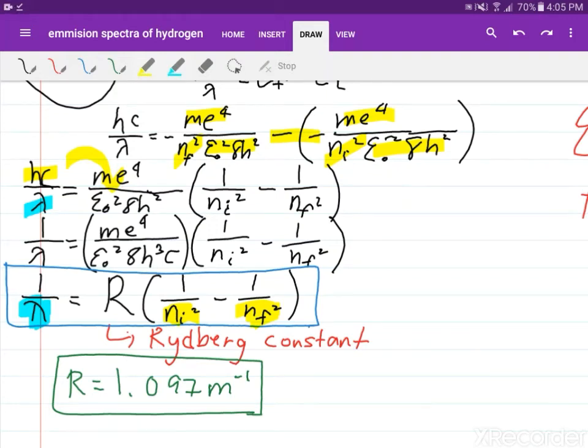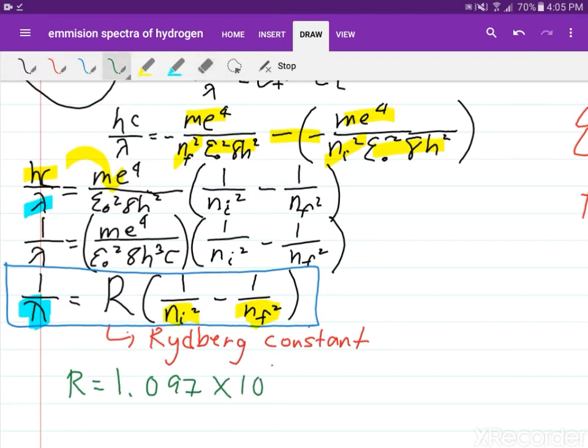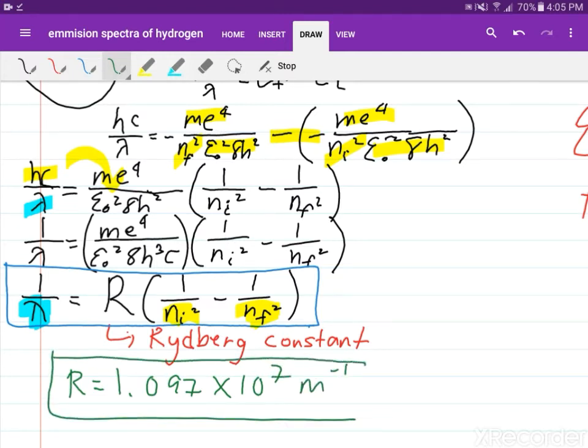This is a continuation on the emission spectra of hydrogen. So I made a mistake in the last video. Rydberg's constant should have a factor of 10 to the 7 and then per meter. So please correct your Rydberg's constant.